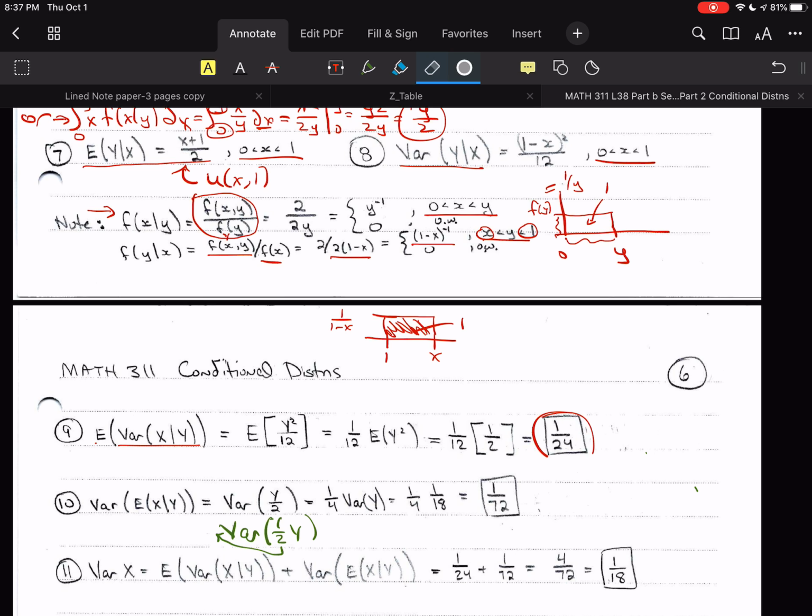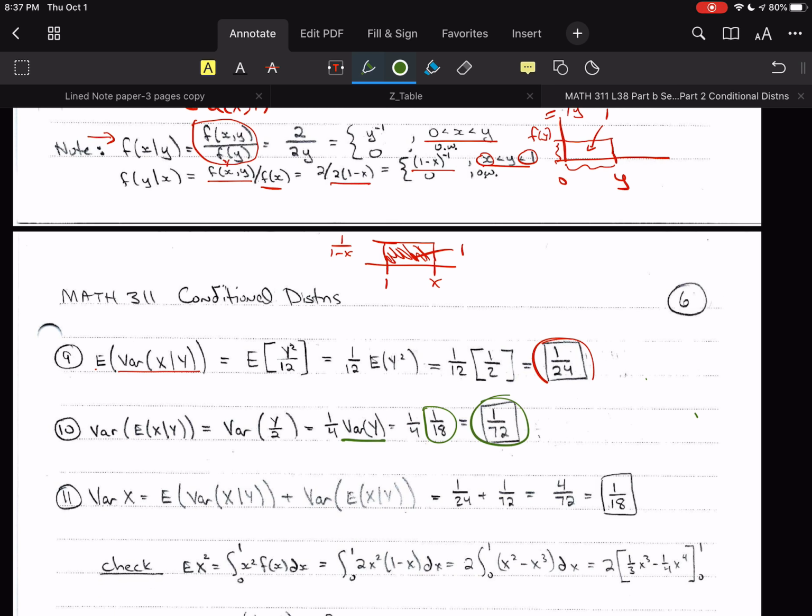All right? So we're using all the properties that we've learned so far, and that's why I wanted to do this, do the continuous, well, we had to do correlation and the covariance before we did the conditional. All right. And so the variance of y over 2 is going to be 1/4 the variance of y. The variance of y we figured out was 1/18, so this is 1 over 72.